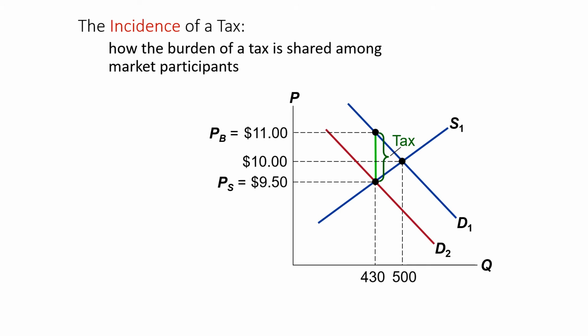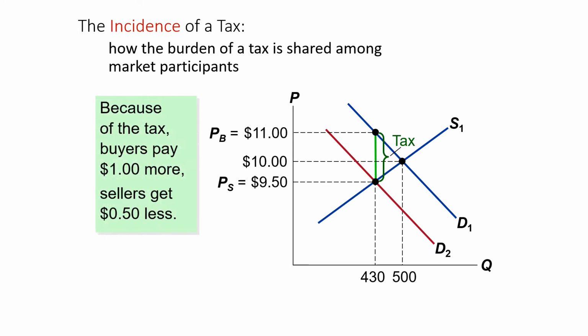Now, what was the tax incidence? How is the tax shared among the market participants? Let us have a look at that again. In the overall $1.5 tax, $1 is being paid by the buyers and $0.5 is being paid by the seller, and this is now clear from our discussion.